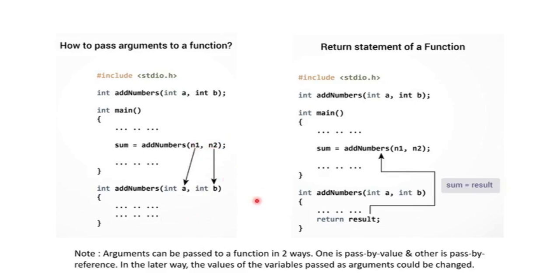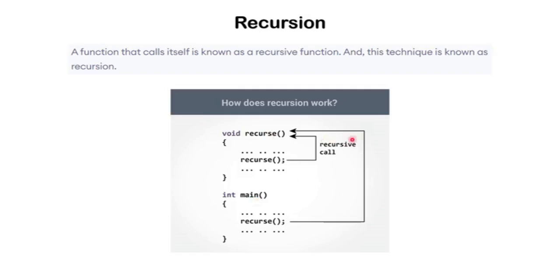So coming to recursion. What is a recursive function? Whenever a function calls itself, that function is known as a recursive function, and this process is known as recursion. So you see here, in the main function we are calling the recurse function, and within the recurse function it is calling itself. So this is the recursive call and this is the main call.